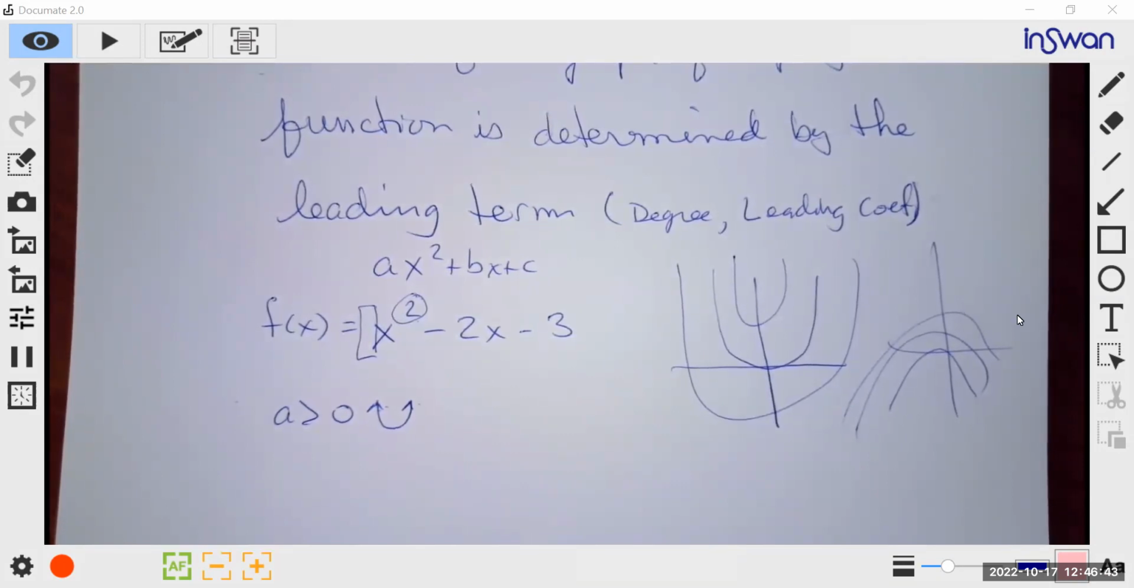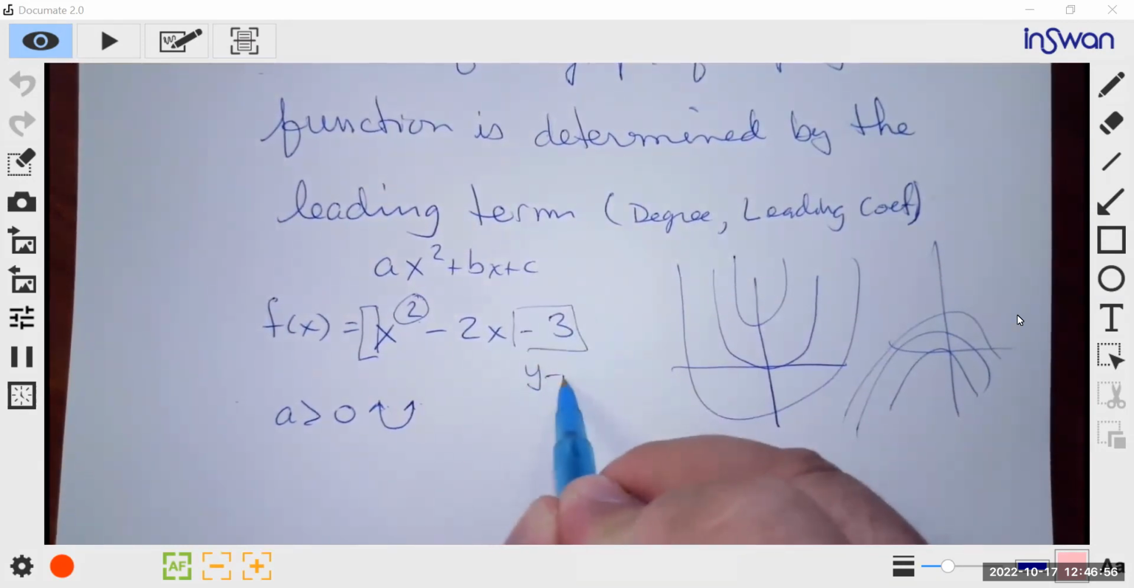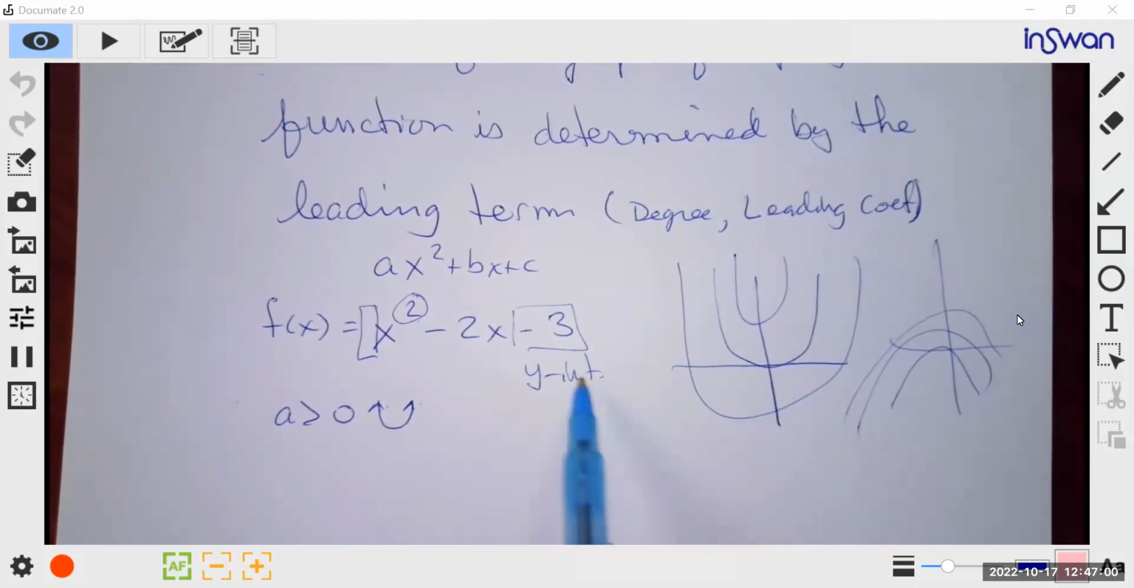What else can you tell me about the equation, about the graph of the equation? Do we know any points on there? That's the y-intercept. So we know that the graph opens up, it crosses at -3 on the y-axis.